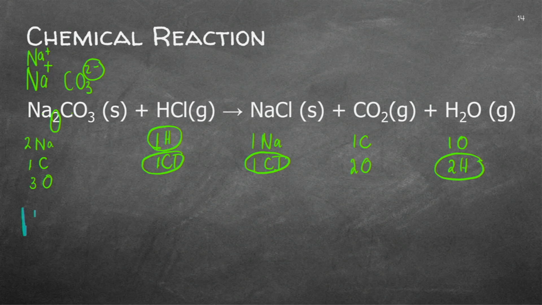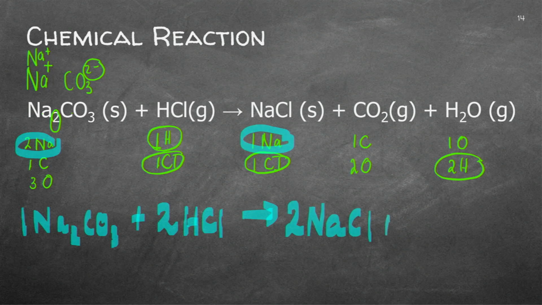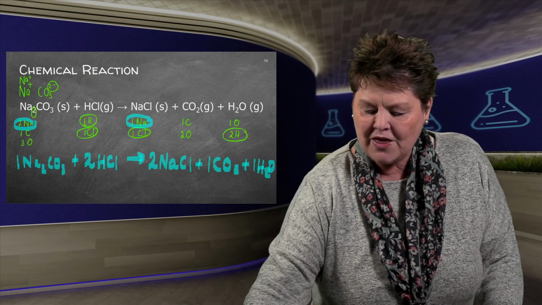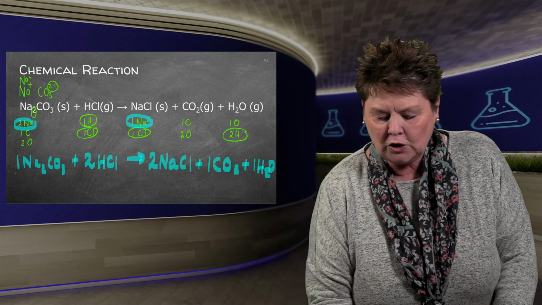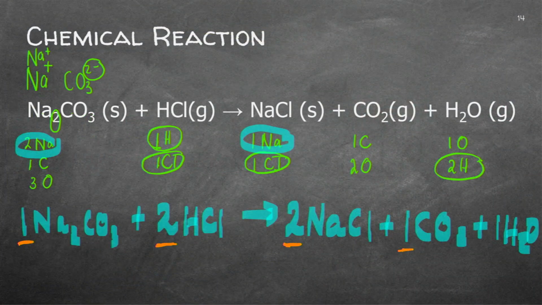I'll have 1 sodium carbonate plus 2 hydrochloric acid, and I'm going to form, can you see here, we had 2 there and only 1 here, 2 sodium chloride plus 1 carbon dioxide plus 1 water. Be careful, balance first, and then from there we can actually say I've got 1 mole, 2 moles to form 2 moles, 1 and 1.